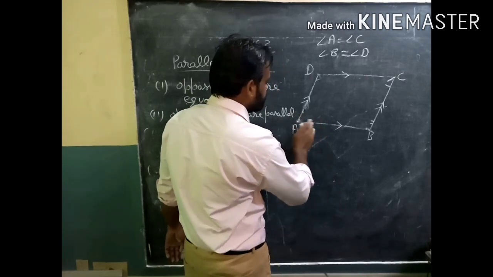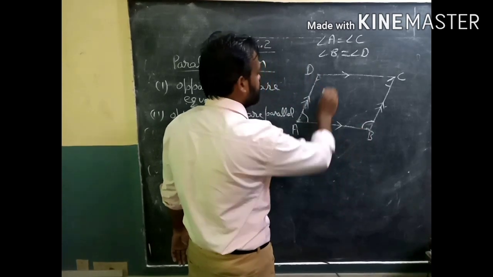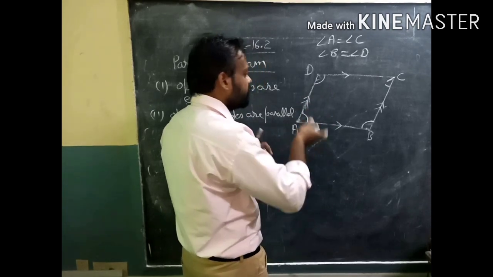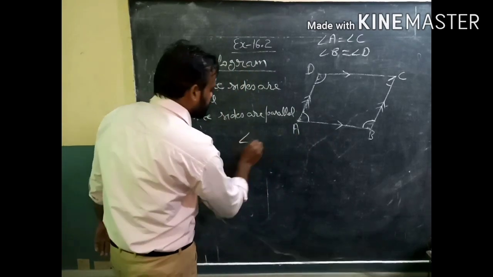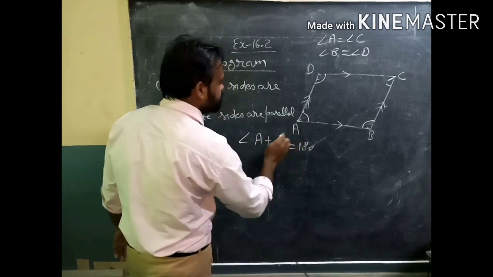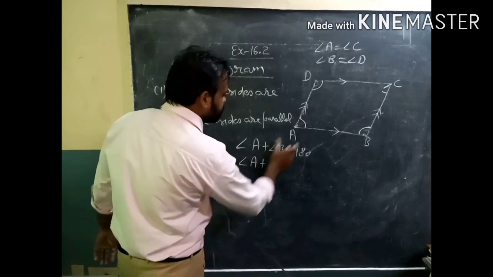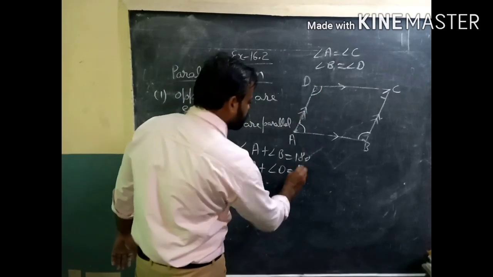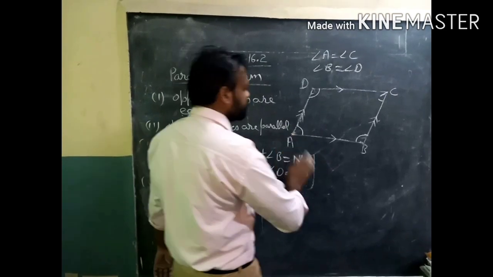Suppose I am taking this angle A, then this angle B can be the adjacent angle, and this angle D is also an adjacent angle of this angle A. But at one time we can take only two angles. Suppose I take this angle A and angle B, then the sum of angle A plus angle B is always equal to 180. And if I take this angle D with this angle A, even in this case you can see the sum of angle A with angle D is equal to 180. So basically the sum of adjacent angles in a parallelogram is always equal to 180.